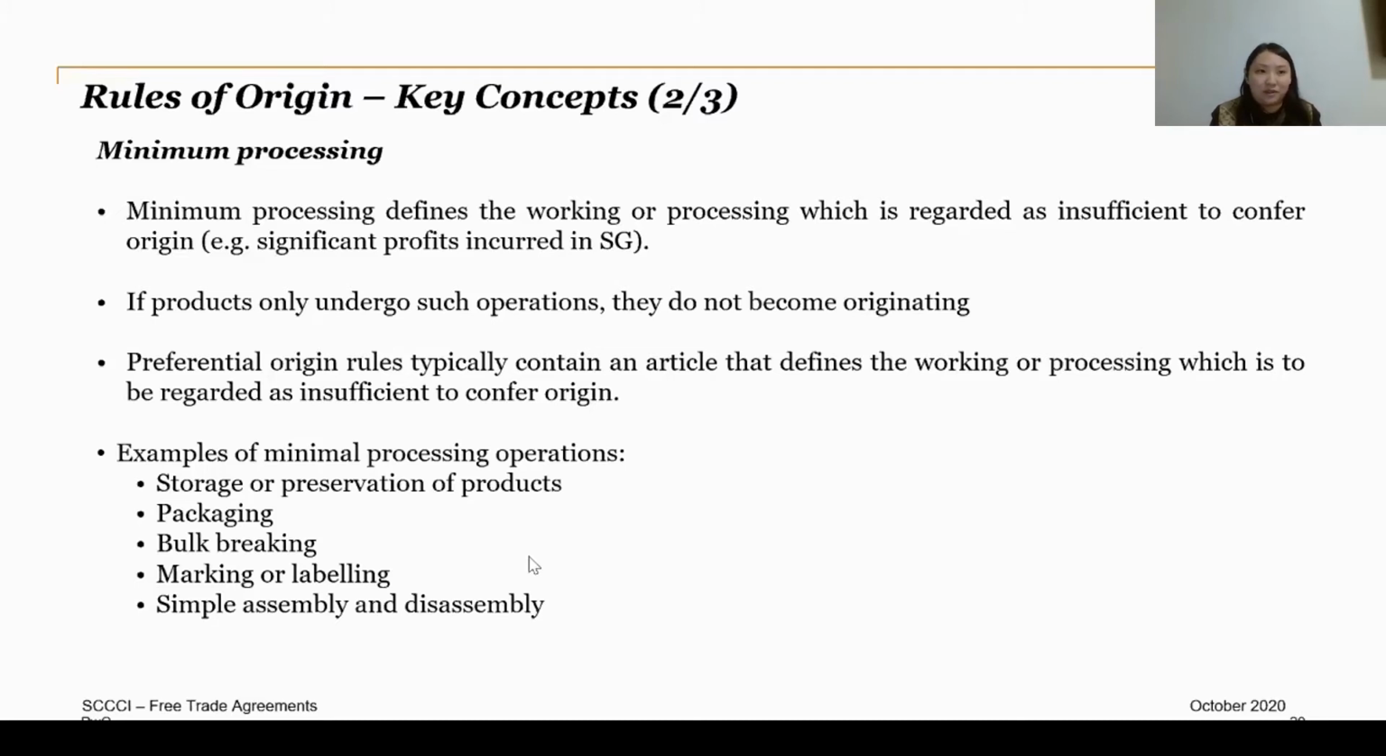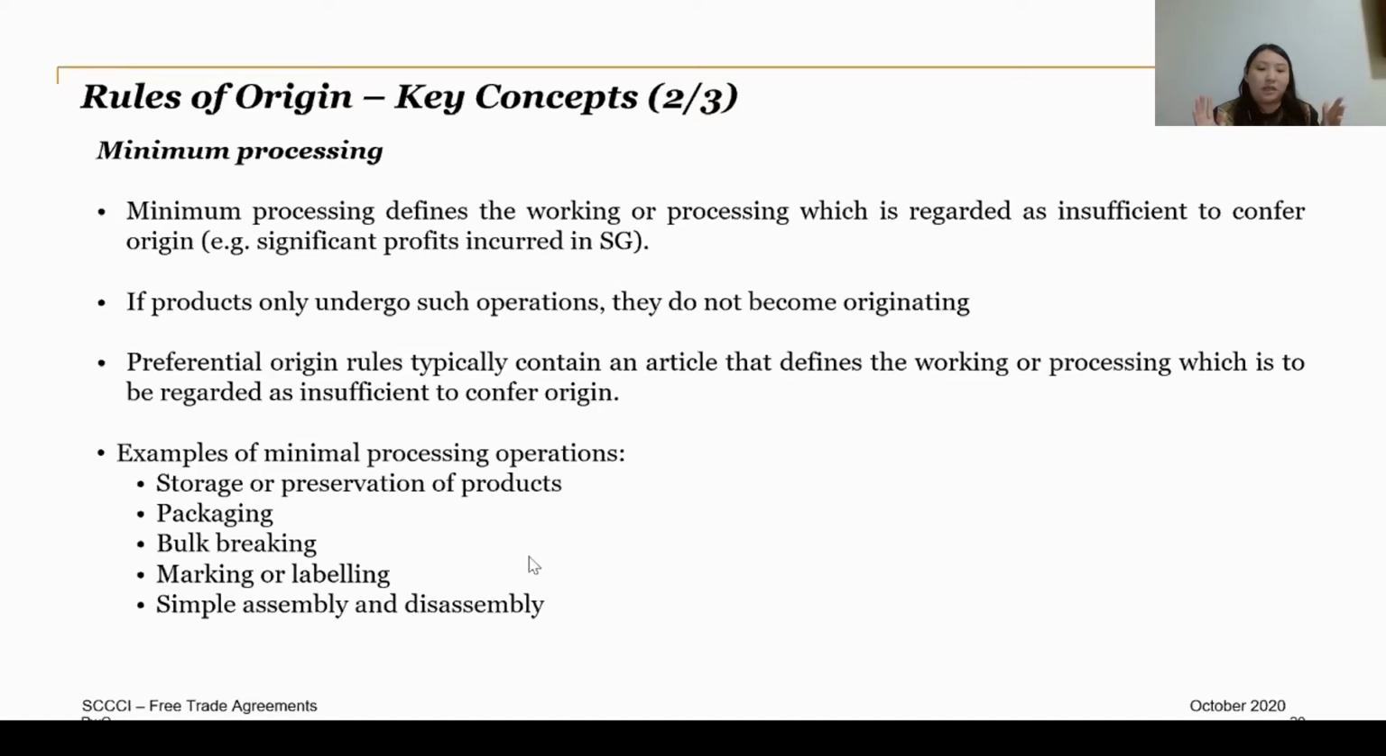Every FTA would usually define a list of processes where, if that is all that you do in the last country, even if you meet the 40%, even if you meet the change in tariff rule, it is not sufficient to confer origin. These processes are usually very simple processes.